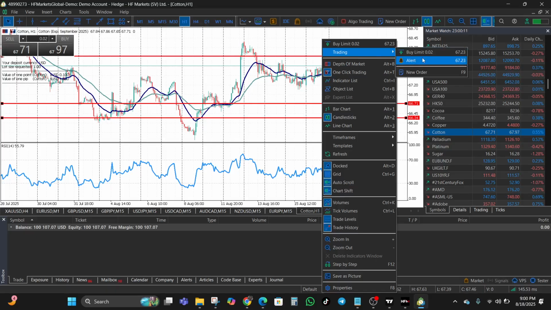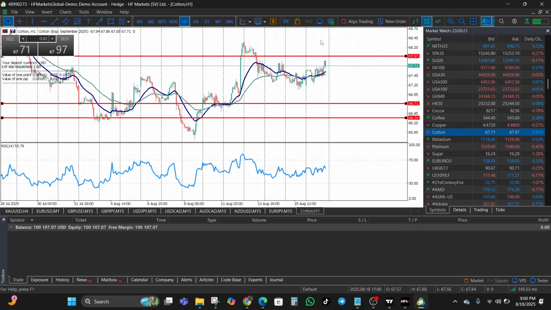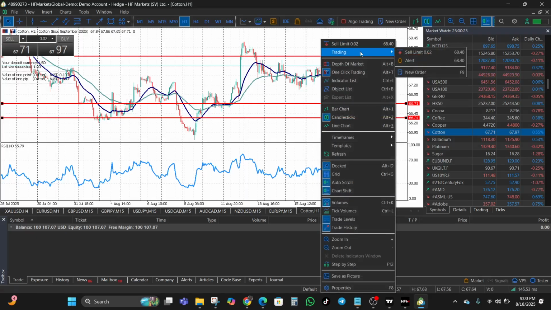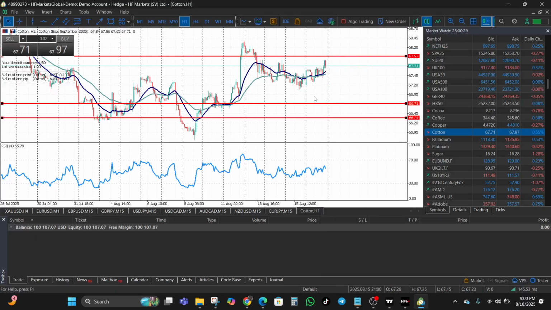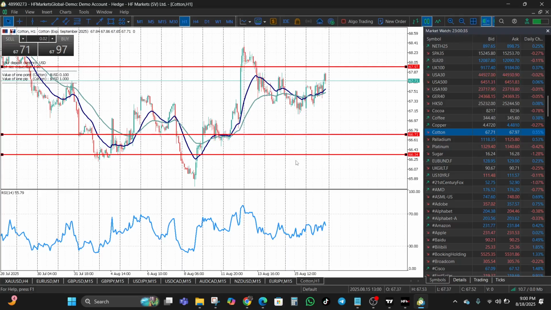Then if you are setting a pending order below current price, obviously it has to be a buy limit or a sell stop, right? But if you are setting a pending order above current price, it's either a sell limit or a buy stop, right? So those are the basic pending orders. We also have the buy stop limit and the sell stop limit.